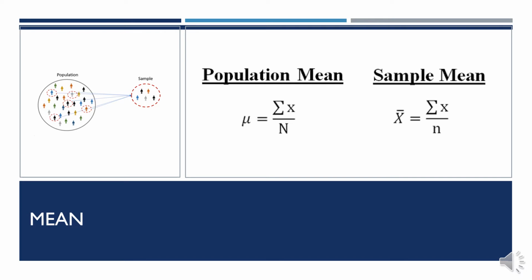The population mean formula is mu equals the sum of all x values divided by the population size, symbolized by the capital letter N. The sample mean formula is x bar, or sometimes it's symbolized by an italicized M as well, equals the sum of all x values divided by the sample size, which is symbolized by a lowercase n.